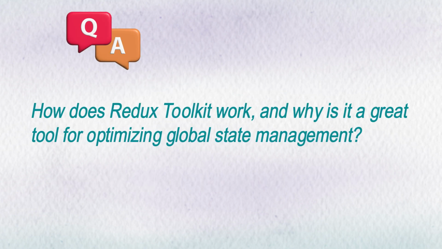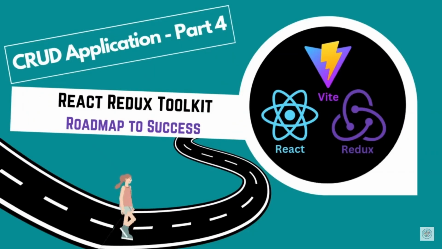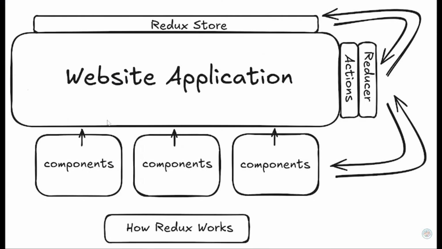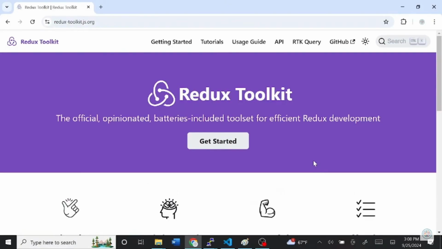Let's get started. How does Redux Toolkit work, and why is it a great tool for optimizing global state management? That question was answered in part 4. We left off with this diagram, visualizing how Redux works overall. We're going to take a deeper look at the store and understand the slice, state, the reducer, and actions to see how these work together to manage the global state.